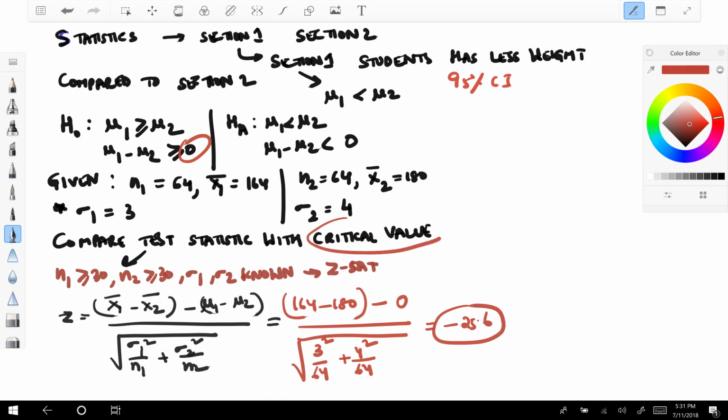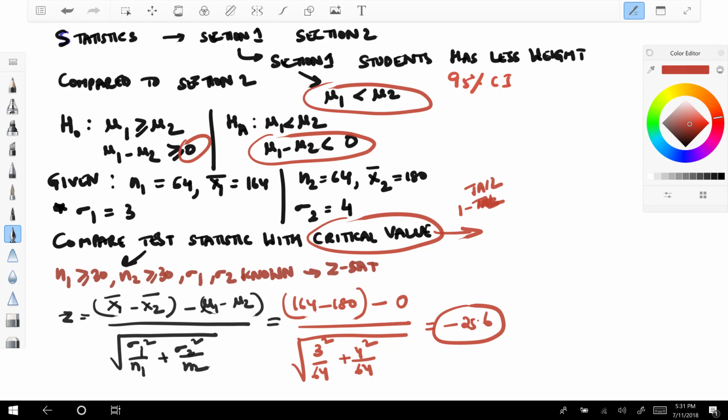So to get the critical value, again I will go to our table, but now we have to determine whether it's a one tail or a two tail. So our problem is mu1 less than mu2, or mu1 minus mu2 less than 0. So it's a directional test, so it's a one tail test. So we are looking for z alpha value. If 1 minus alpha is 0.95, alpha would be 0.05. So I'm looking for a value z 0.05.